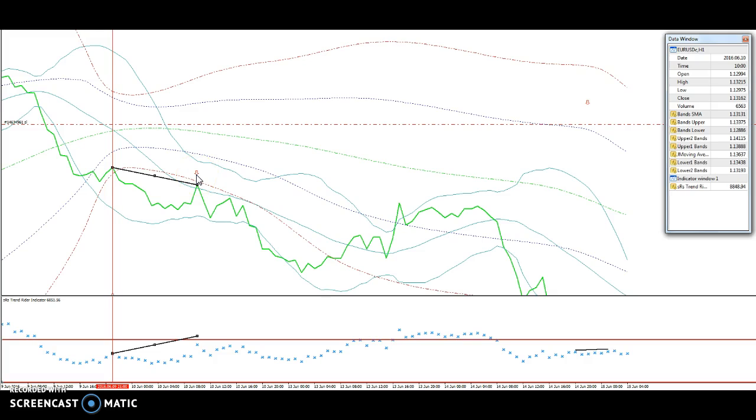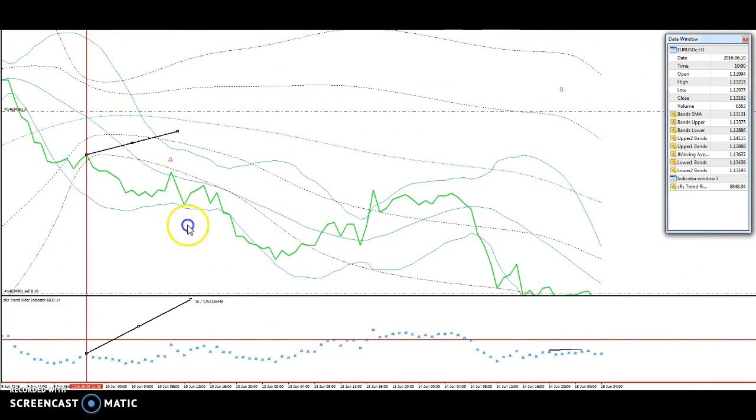In the case of classic divergence, just the opposite will be the case. This price peak will be higher than the previous peak, and the indicator peak will be lower than the previous peak. That is how we define the two bearish scenarios. And in the case of bullish scenarios, the opposite will happen.